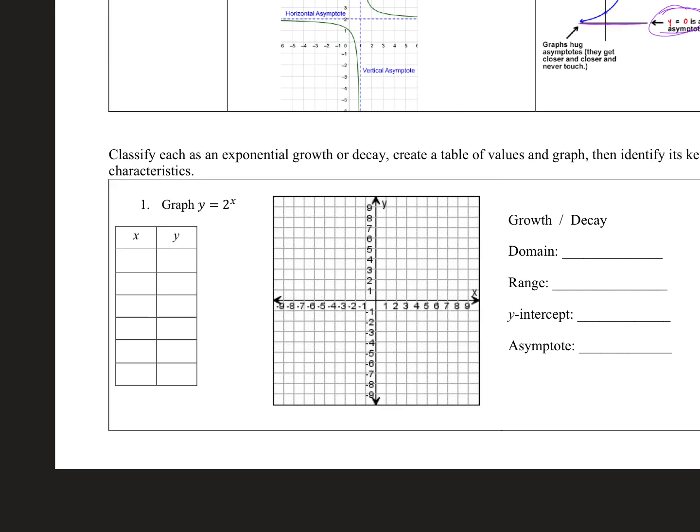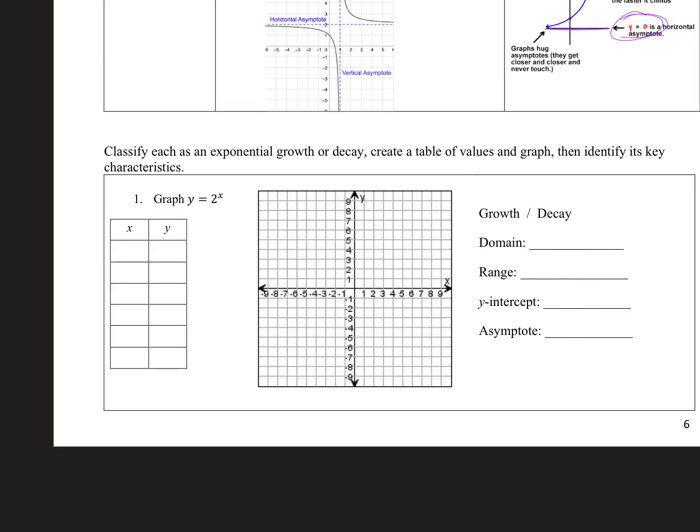All right. So here we have graph y equals 2 to the x. So we need to pick some x values, we need to figure out the y values, and we need to talk about what's going on. So I'm going to start with -2, then -1, 0, 1, 2, and 3. Those are the numbers I like to use. Sometimes they give us really wonky answers and we have to shift a little bit, but that's okay.